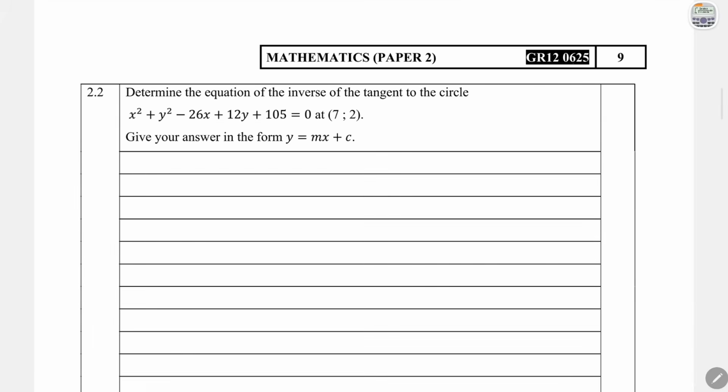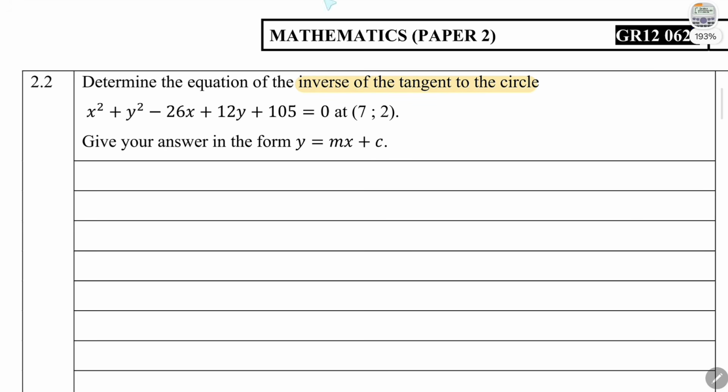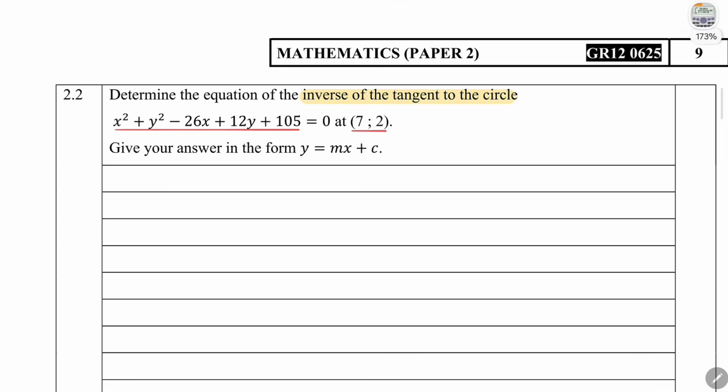Okay, question 2.2, and this is the last question for question 2. And it says, determine the equation of the inverse of the tangent to the circle, and this is the circle they're referring to, and they tell us that this tangent happens at (7, 2). And we need to give our answer in this form, y equals mx plus c. So we're trying to essentially find the equation of the inverse of a tangent. So to find that, we need to first find the equation of that particular tangent to this circle.